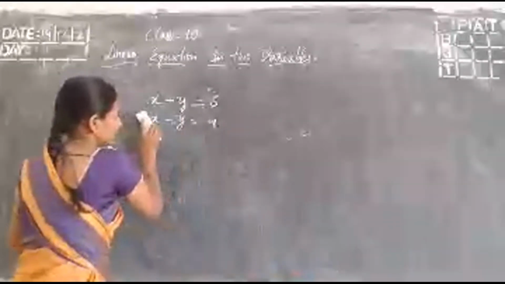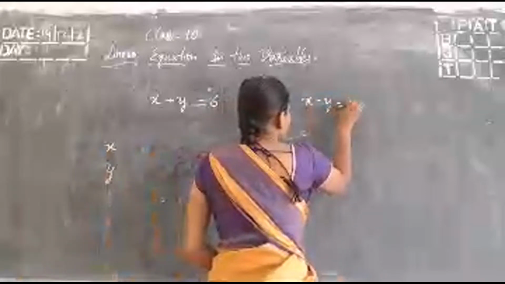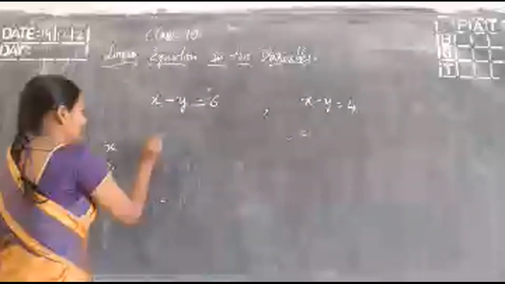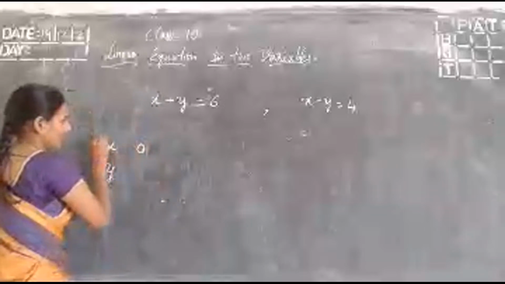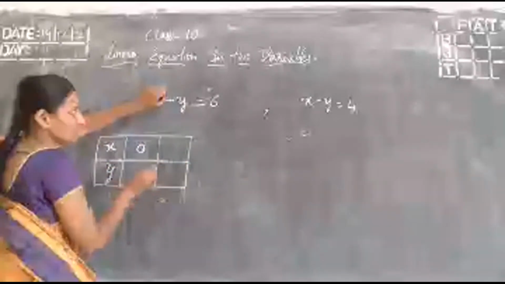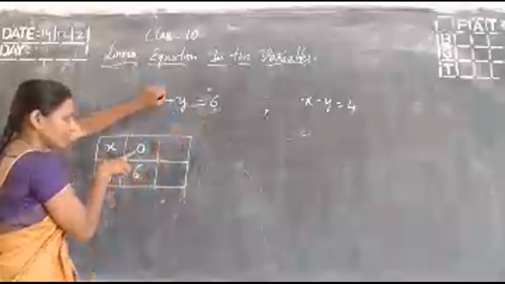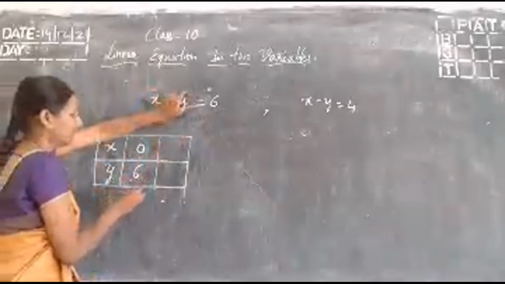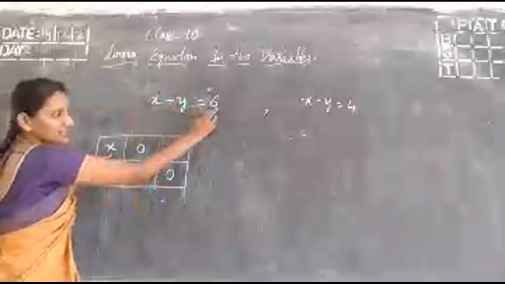Let me solve one equation first. Later I will solve this here. How to solve an equation? This is how to solve an equation. Put x is equal to 0 here and y is equal to 0. If x is equal to 0, what is the value of y? 6. Similarly, if I put y as 0, what is the value of x? That is 6.